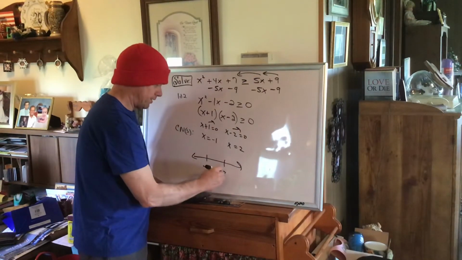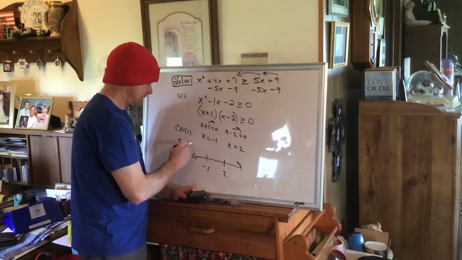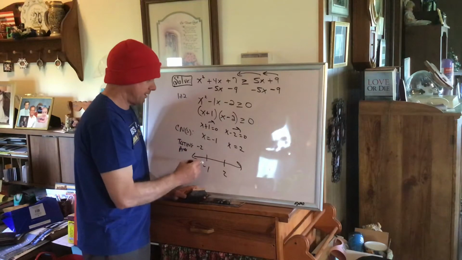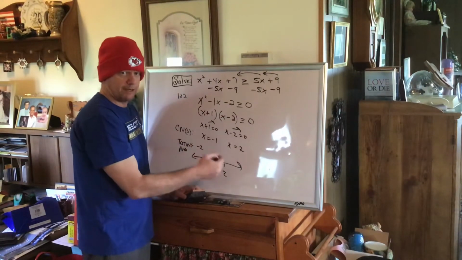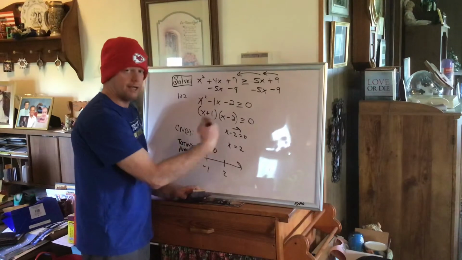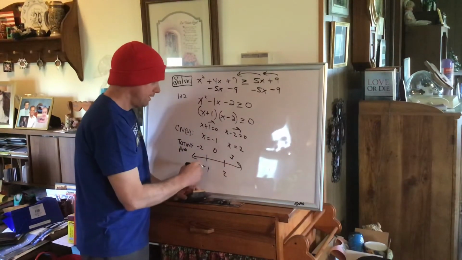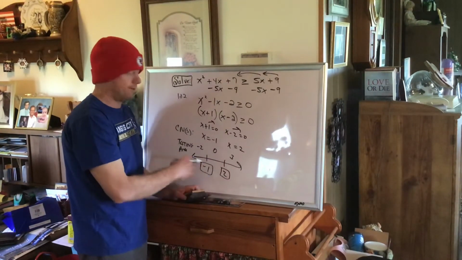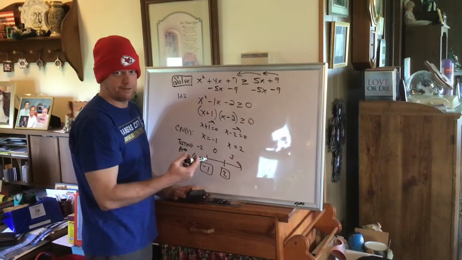So put the smaller number on the left, put the bigger number on the right. This is our testing area. What am I going to test that's less than negative 1? Well, I'm going to test negative 2. What number am I going to test that's between negative 1 and 2? 0. And a number I need to test that's bigger than 2 would be 3. These critical numbers will be involved in the answer. Our testing numbers will not, but they'll tell us what the answer needs to be.